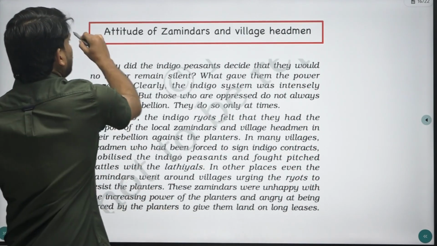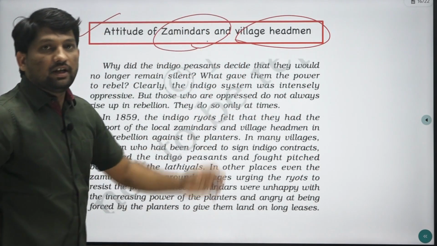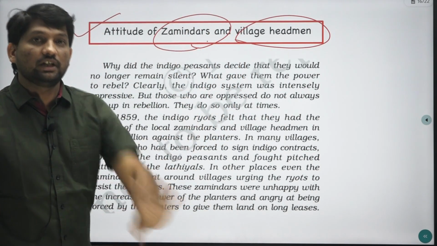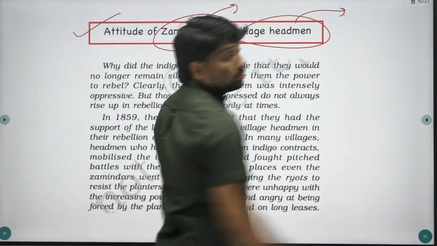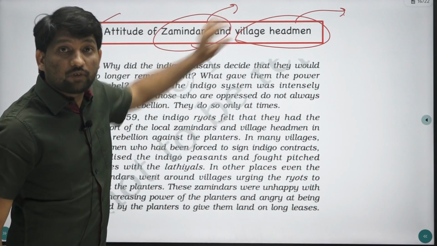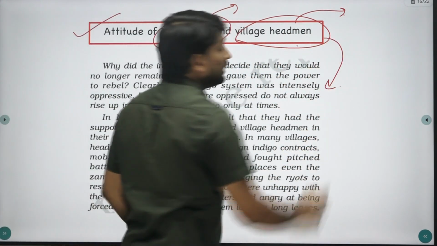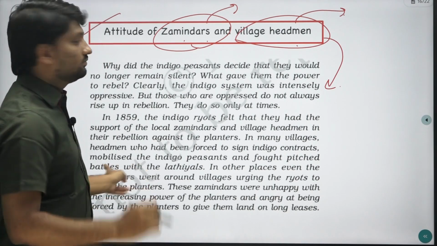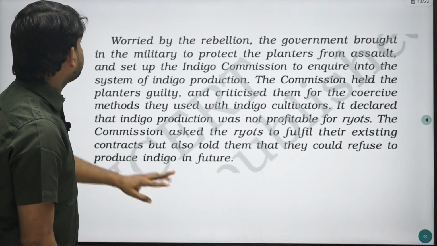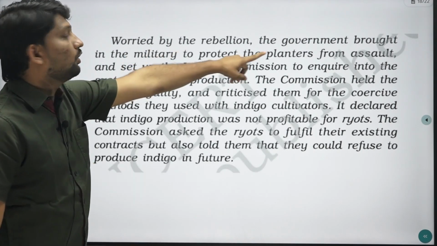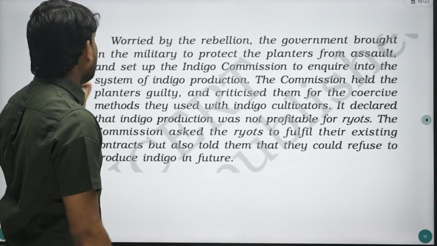If you see the attitude of the zamindars and village headmen during this time, these planters not only forced the cultivators, but they also forced the smaller zamindars and village headmen to sign contracts on behalf of the cultivators. So ultimately these zamindars and village headmen supported this Indigo Rebellion. So they supported these rayat or cultivators.